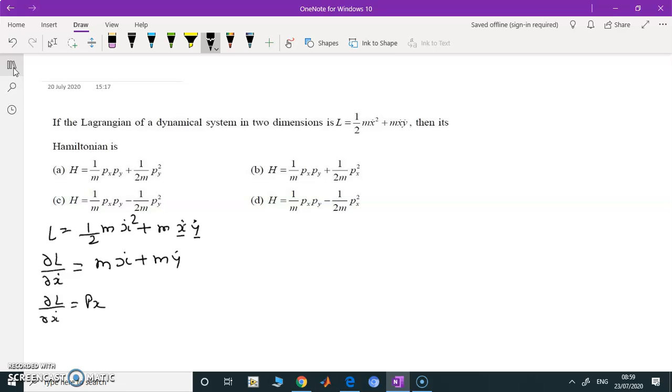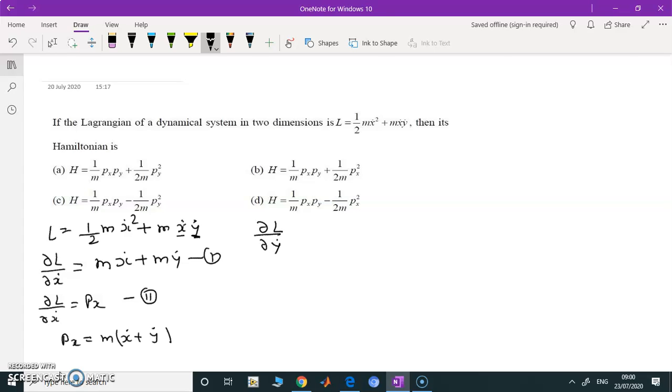So what we can write, px is equal to... suppose this is equation number 1, this is equation number 2. So from equation 1 and 2 we can write px is equal to m x dot, m common, x dot plus y dot.